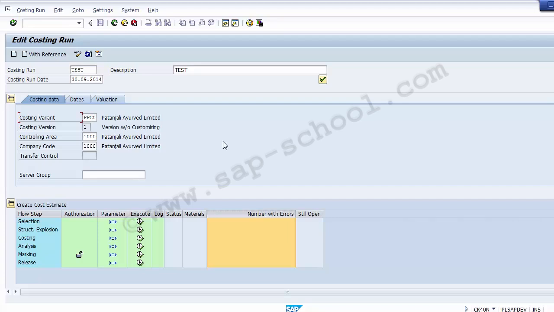So this is how you need to execute the costing run in the SAP system. This is just to give an overview, because you need to do a lot of customizations to go for this costing run, like the variant and all other parameters, which have to be done as a part of it.